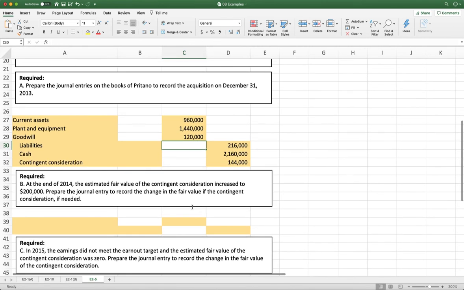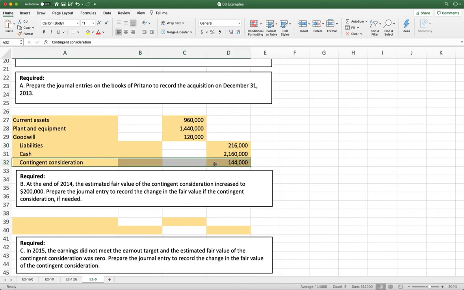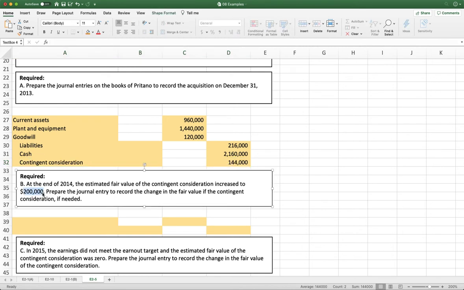For Part B, it says at the end of 2014, the estimated fair value of the contingent consideration increased to $200,000. Prepare the journal entry to record the change in the fair value of the contingent consideration if needed. So remember, when we record our contingent consideration as a liability, we're going to have to remeasure it at fair value and continue to adjust that account as needed. So in this case, our contingent consideration was originally recorded at $144,000, and that's still its current value. But now we're saying that we want the balance of that account to instead be $200,000.